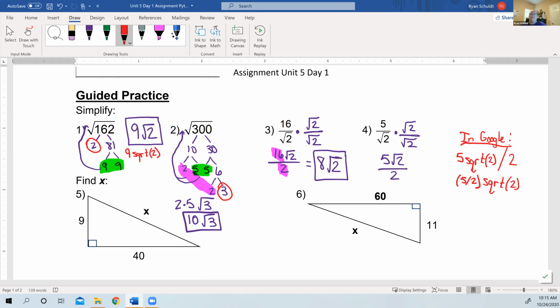Now, if you're watching this because you're face-to-face and you want to see the lesson, write it like I have it on the paper here. You don't have to do this extra over here. Just write it like it's on the paper. This is just putting it into Google.